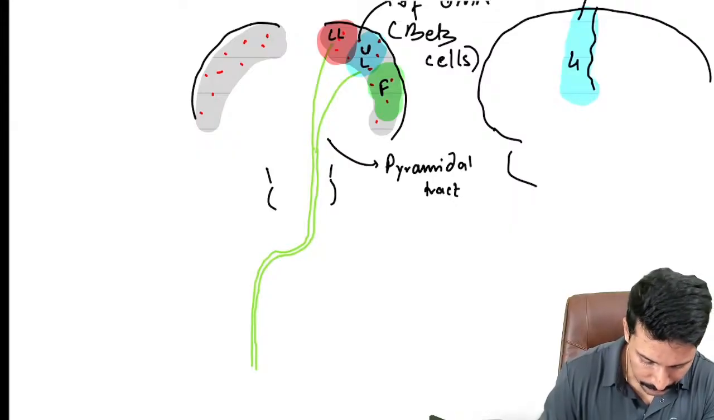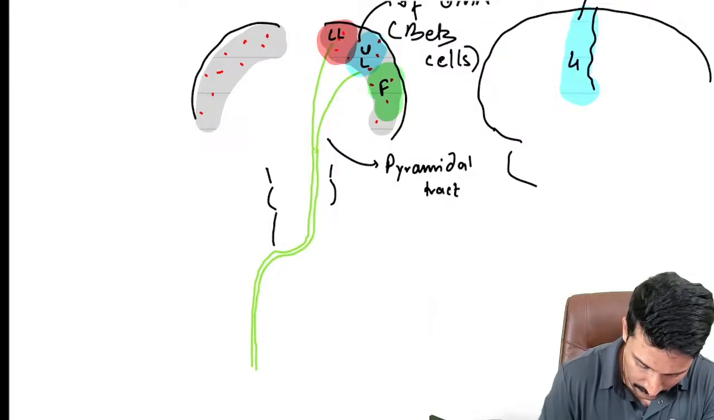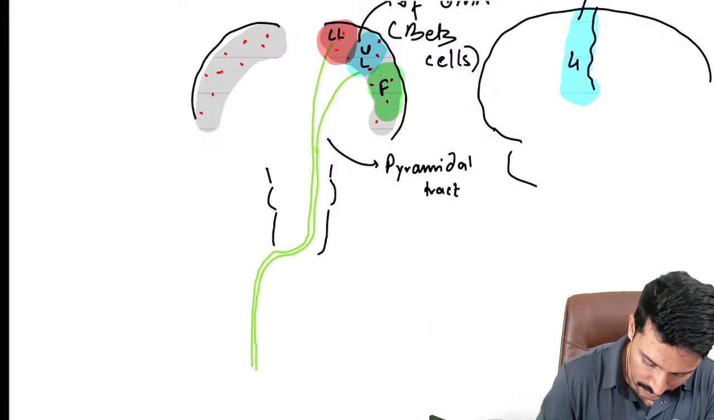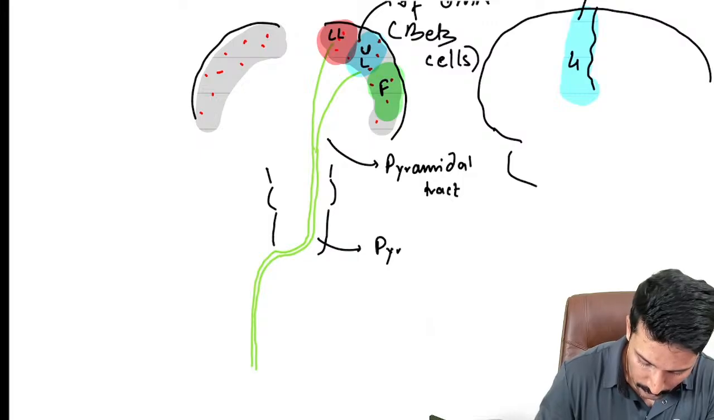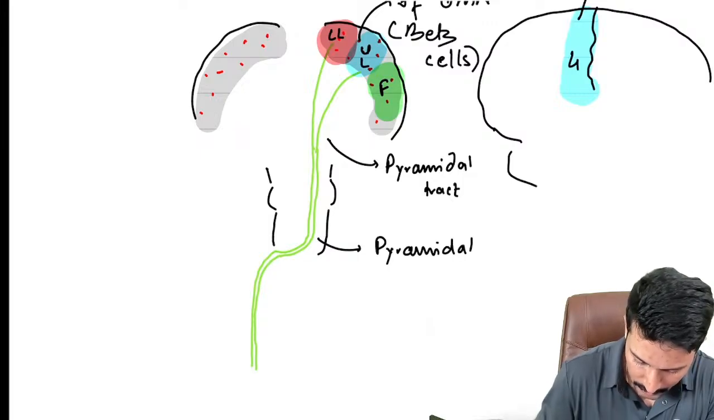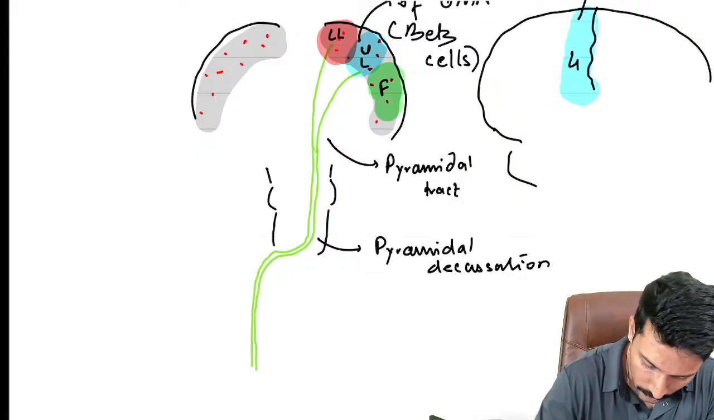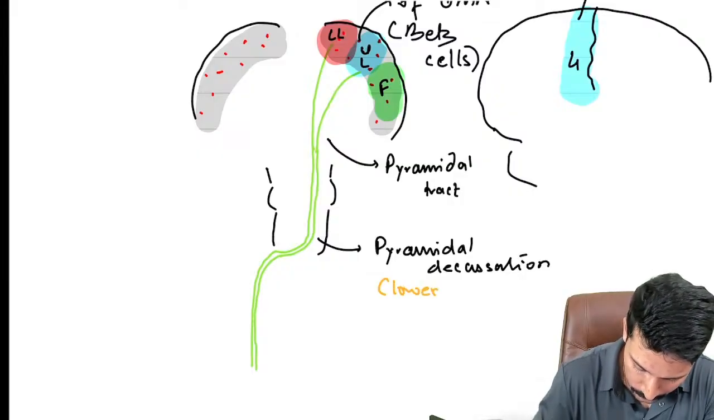So this is my brainstem, midbrain, pons, and the medulla, and the lower end of the medulla is where the decussation happens. So that is again an important MCQ. The pyramidal decussation site: pyramidal decussation occurs at the lower end of the medulla. This is a potential MCQ.